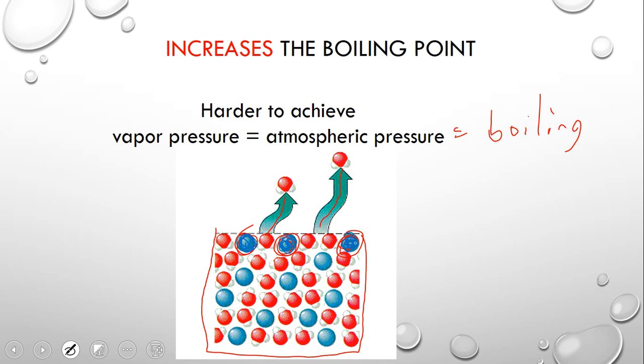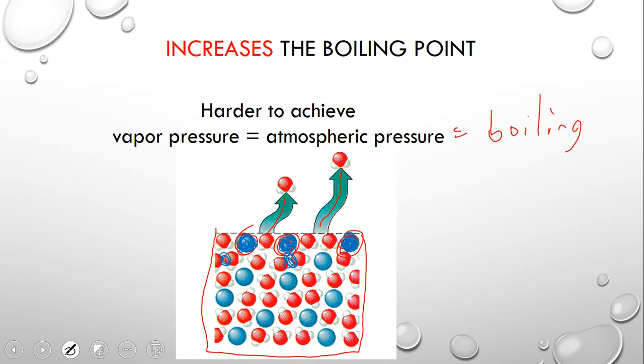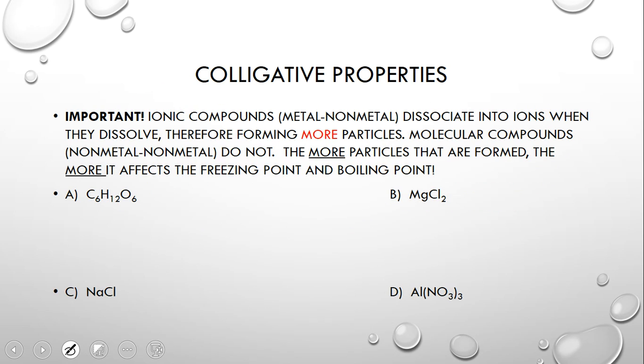And again, if you had more of these blue balls here, if we had another one here, here and here, it's going to make it even harder. So the more you have, the harder it gets to boil. Just like here, the more you have, the harder it is going to be to freeze. And because of that, we have this important concept of ionic compounds are really good at these colligative properties.